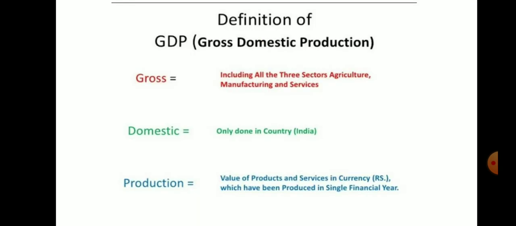Now, GDP again for your definition. Gross says that it includes all three sectors, that is primary, secondary, and tertiary. Domestic means only done within the country. It doesn't include anything outside the nation. Production is the value of products and services, in the currency, produced in a single financial year, that is, within 1 year.